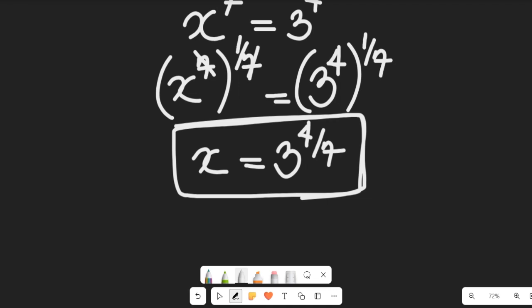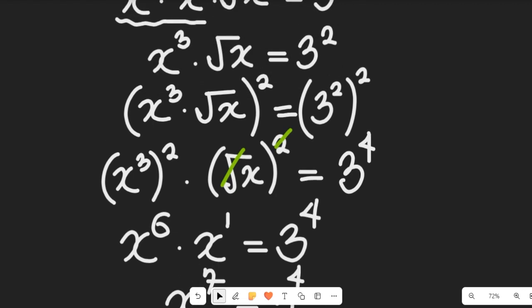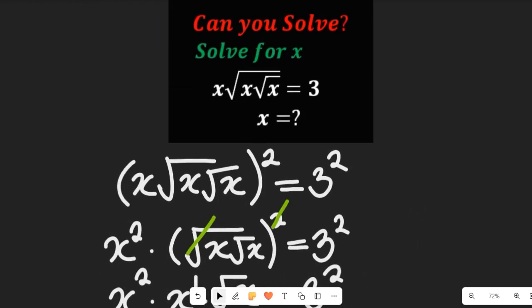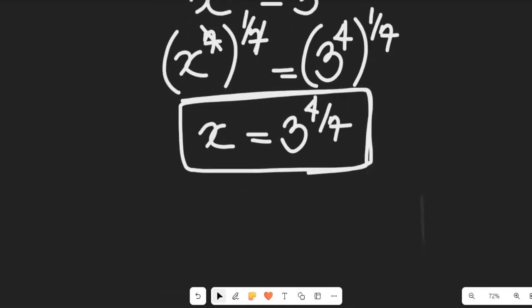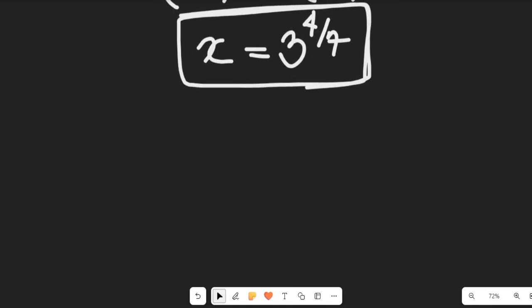Now, this is the first method you can use in solving this question. There's another unique method you can also use in solving this question. Whichever you use, you will definitely arrive at the same solution. Now, let's try method 2.